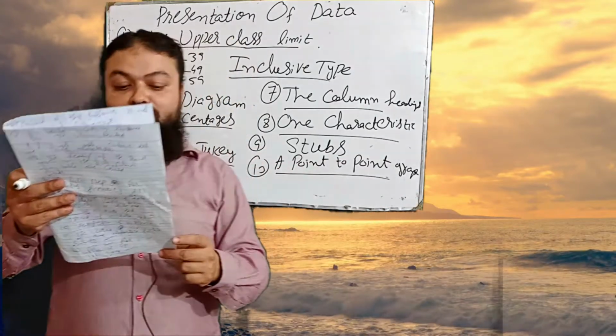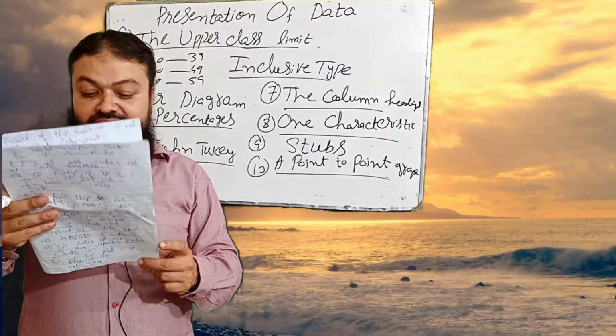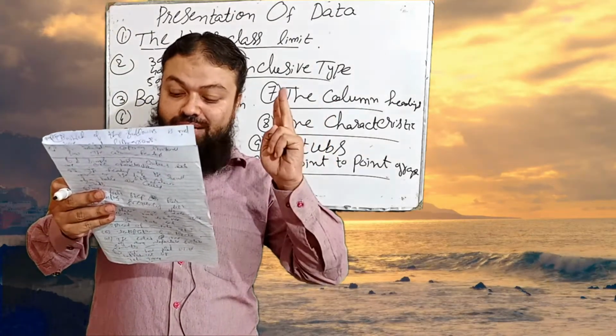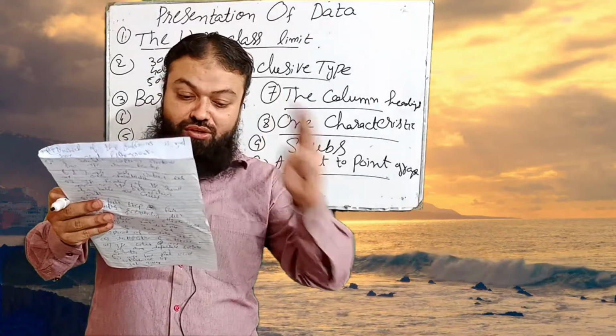Number 16, which of the following is suitable to determine whether a distribution is skewed or not? Stem plot, correct. Histogram, correct. Cumulative frequency charts, also correct.